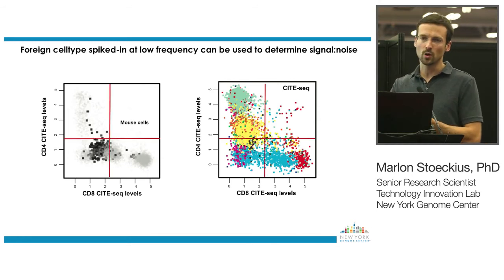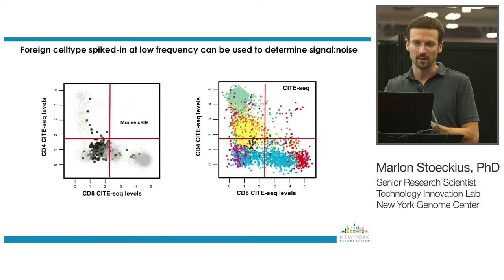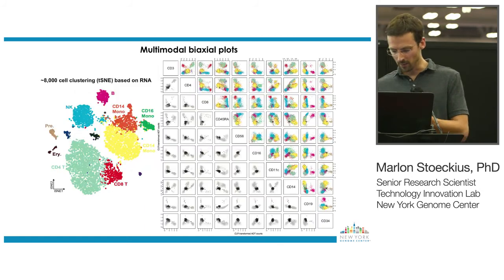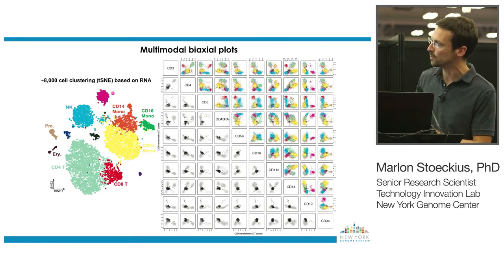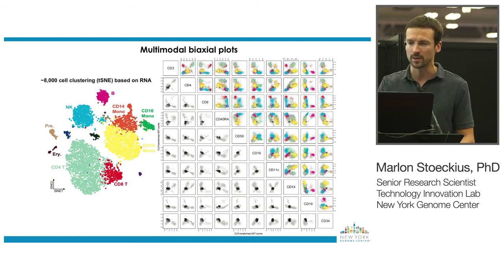So we can then computationally draw cutoffs for all the different markers in the panel that we use, and say which is the real signal and which is background signal. And of course, you can do these types of biaxial plots for all the markers at once in the experiments. Overall, you see profiles that are very comparable to flow cytometry.